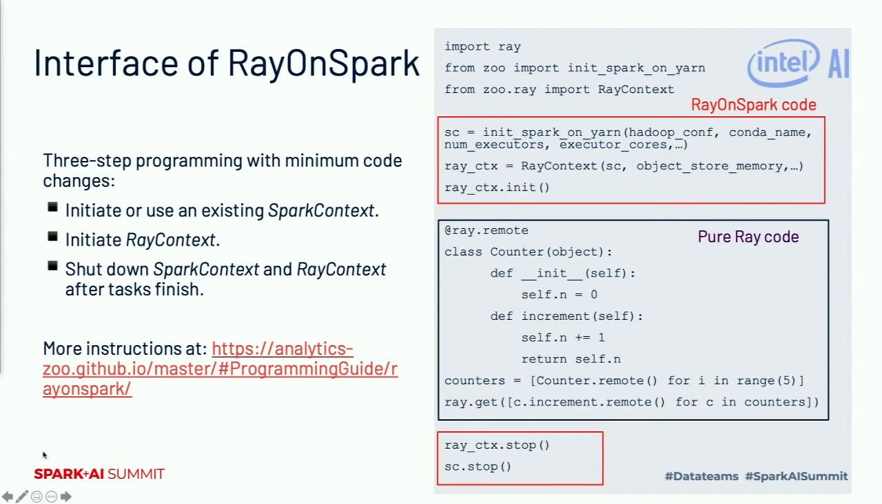After we create a Spark context, step two is to create the Ray context object. The Ray context is the contact point between Ray and Spark. You can also input some Ray specific configurations, such as the object store memory, when you create the Ray context object. And you call ray_context.init to start all the Ray processes across the Yarn cluster. Now after doing these two steps, we have both Spark and Ray ready in the Yarn cluster. And now we can directly write some Ray code and make it run on the Yarn cluster. The red box on the right is the Ray on Spark code you need to add, and the black box is the pure Ray code that you have already seen in the previous slide to create several Ray actors and do the increment. After the Ray applications finish, you can call ray_context.stop to shut down the Ray cluster.